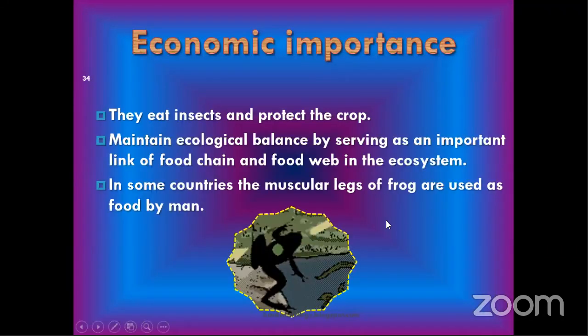Next, economic importance. They eat insects and protect crops. They maintain ecological balance by serving as an important link in the food chain and food web in the ecosystem. So in some countries they are used as food. See, we have to be very fast. Now we'll solve some questions from structural organization in animals.